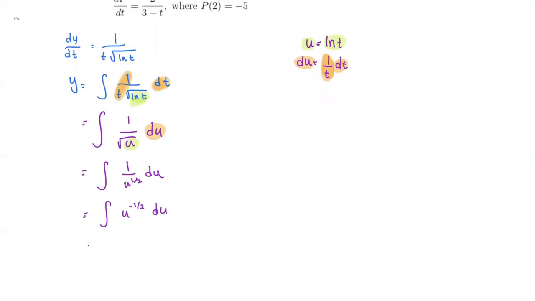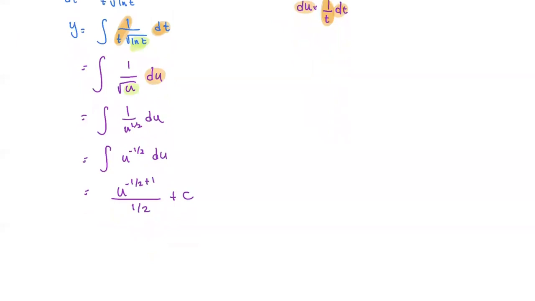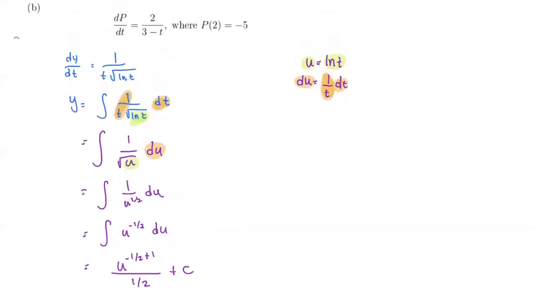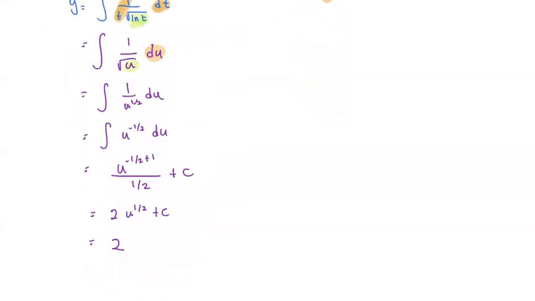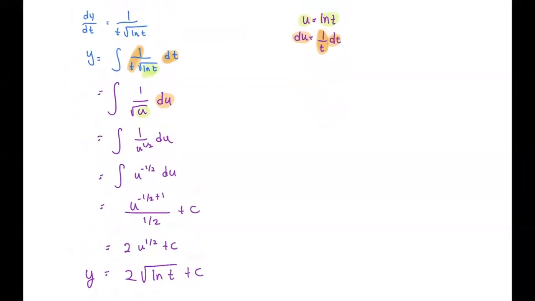And so now here's the power rule. I add 1, and then I divide by that number. Negative 1/2 plus 1 is 1/2. Then I don't forget my plus c. This is an indefinite integral, meaning there's no domain. So here we get 2 u to the 1/2 plus c, but now I'm going to have to replace that u with my substitution. So that's going to be 2 times the square root of ln of t plus c. So that's what y is. So we found the antiderivative.